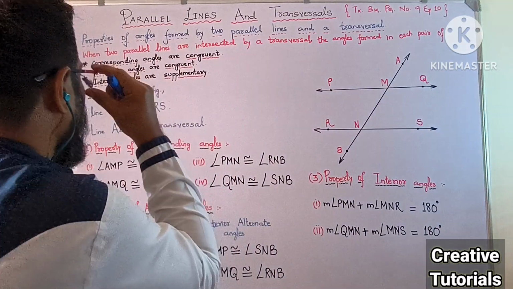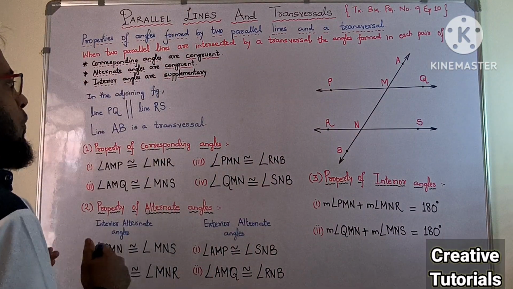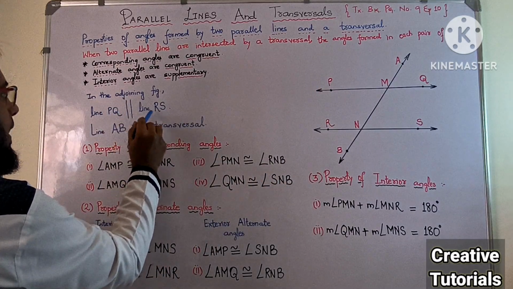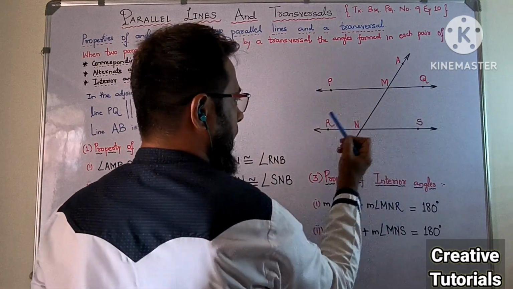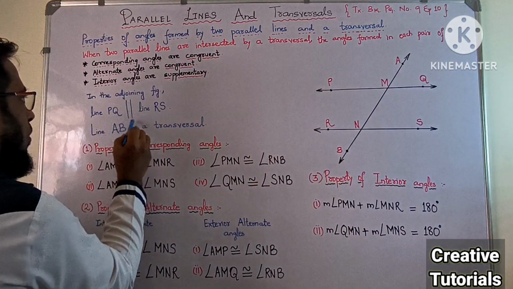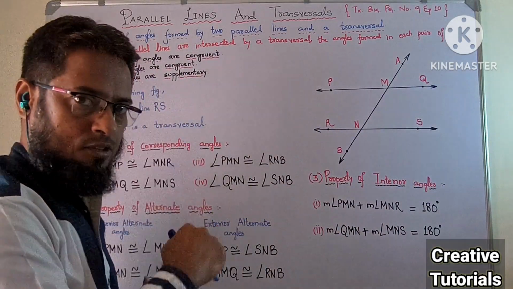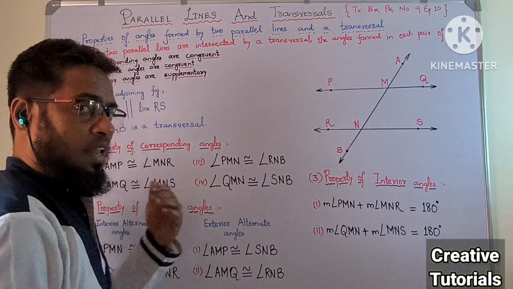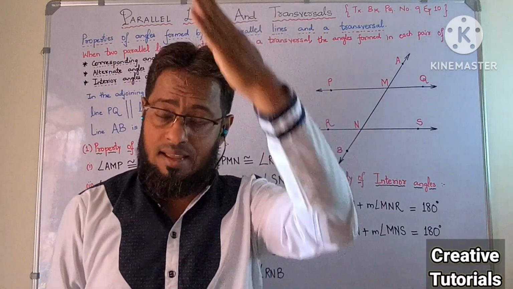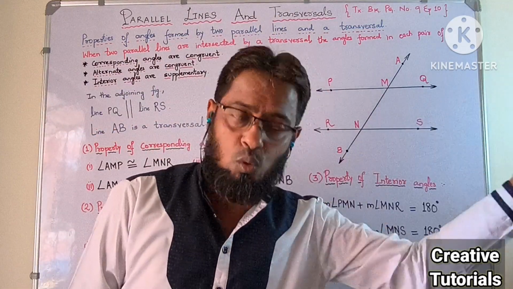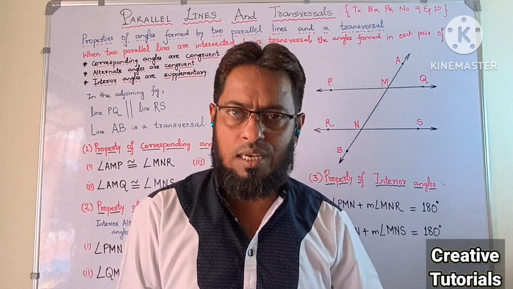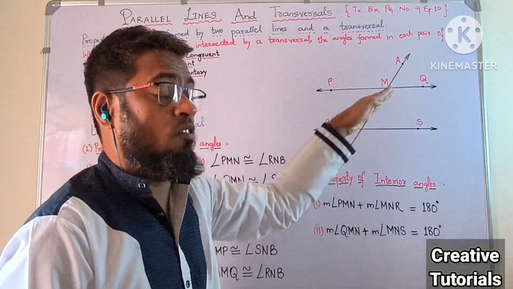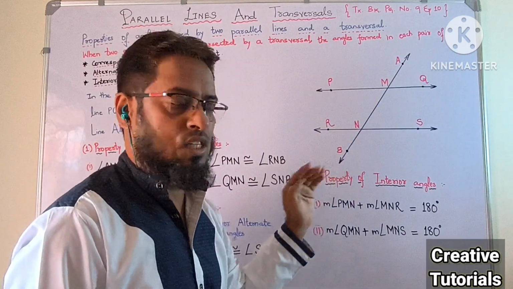All right. Before going to the first property, let us see in the adjoining figure that line PQ is parallel to line RS. This is the symbol of parallel lines, which I had already taught you in the previous video. And line AB is a transversal, a line which cuts our two parallel lines. So these are the two parallel lines, and this is the line cutting them, that means this is our transversal.